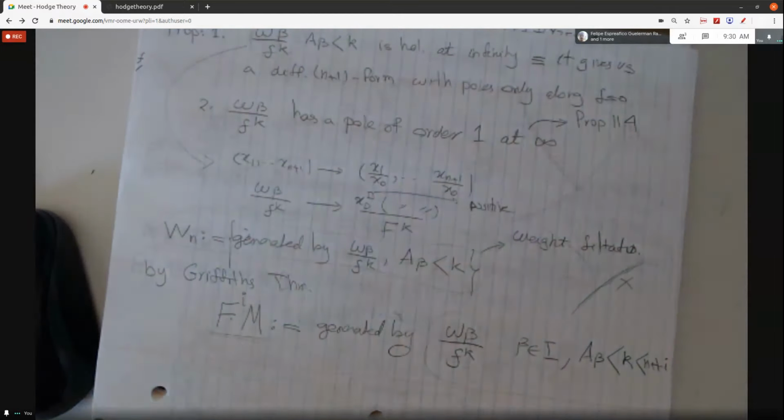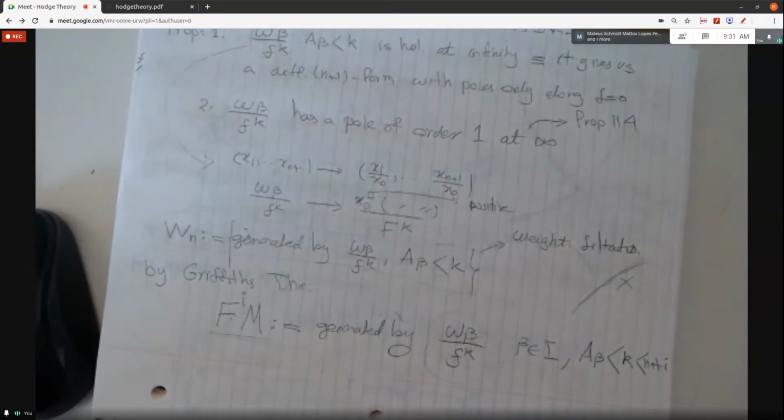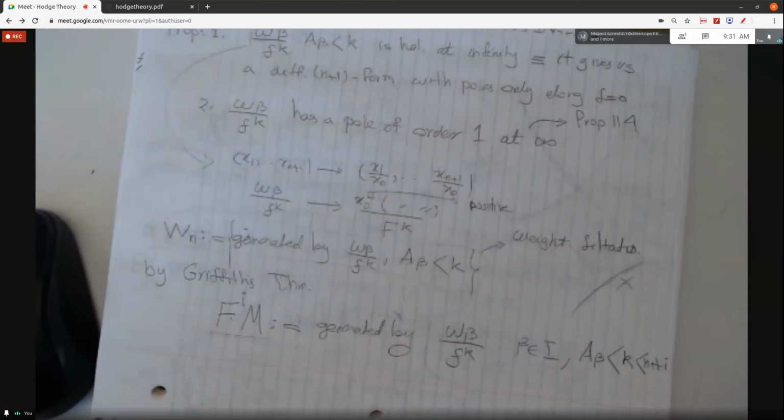And I think for other purposes it might be interesting to involve the case |beta| equal to k, and also arbitrary differential forms. But let's just stay here. Okay. So I will need these differential forms: |beta| is strictly less than k, and k is strictly less than n plus one minus I. And using this one, I know the Hodge filtration of the hypersurface and so on.